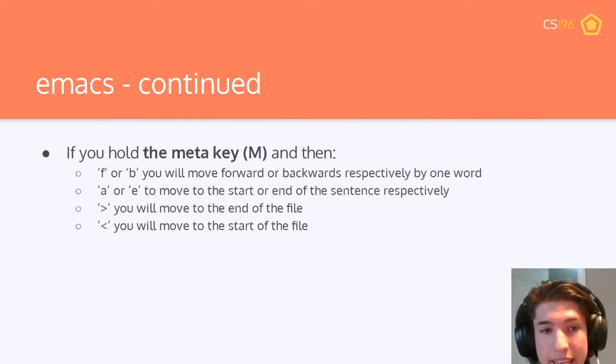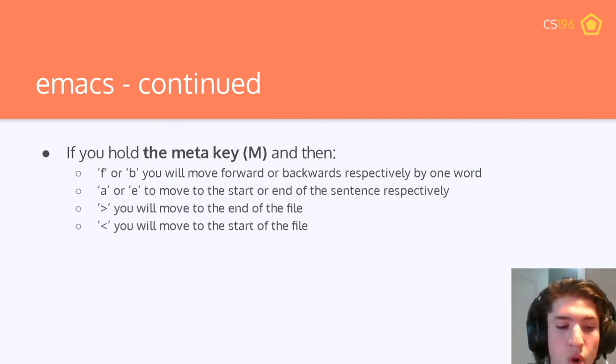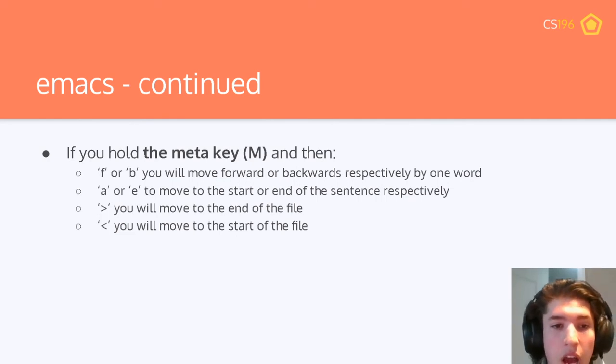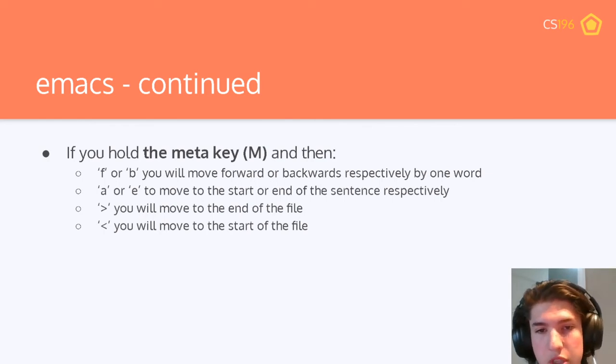Now, if you hold the meta key, again, the meta key is either alt or escape. You can change which one it is. Which one it is by default just depends on how you set up Emacs. You can do meta F or meta B, which move you forward and backward by one word, meta A or meta E, which move you to the start or end of a sentence, and then M forward and forward caret.